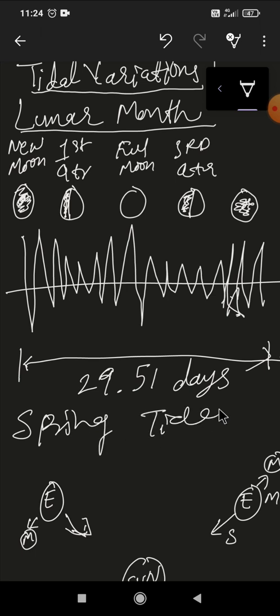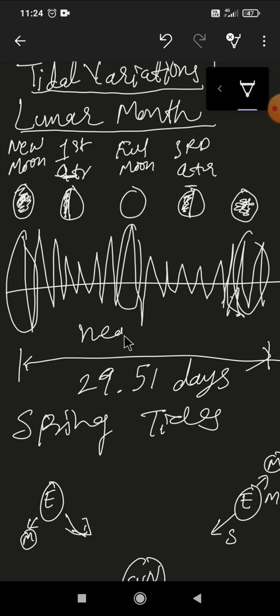So here as you can see, on the new moon, on the full moon and again on the new moon, the tides are high. These are known as spring tides, and the tidal range is minimum on the first quarter and the third quarter of the moon, and these tides are known as neap tides.